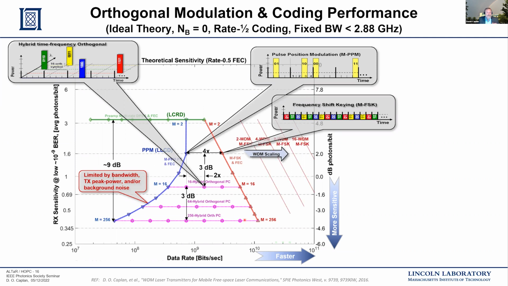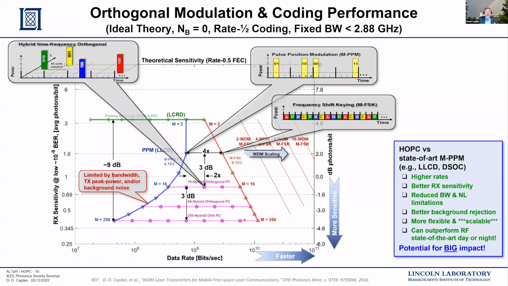And so lastly, it's worth noting that we don't have to stay orthogonal. We can use conventional WDM to scale rates to much higher rates. You can envision having photon counting systems, which are typically considered to be low rate systems, scaling to tens of gigabits per second and beyond using these types of technologies. And so the important takeaway here is that the use of these ALTaR and hybrid orthogonal waveforms in these technologies can allow for higher rates, better sensitivities, more flexible and scalable designs, and the potential for significant impact.